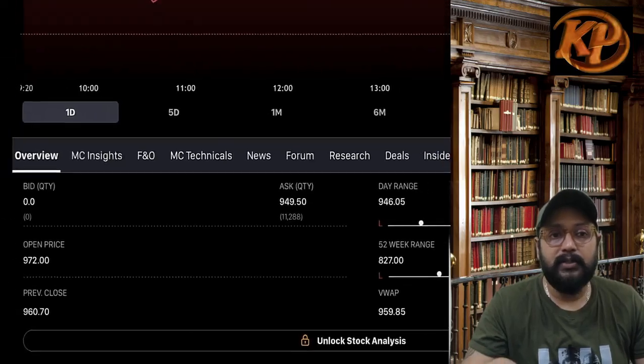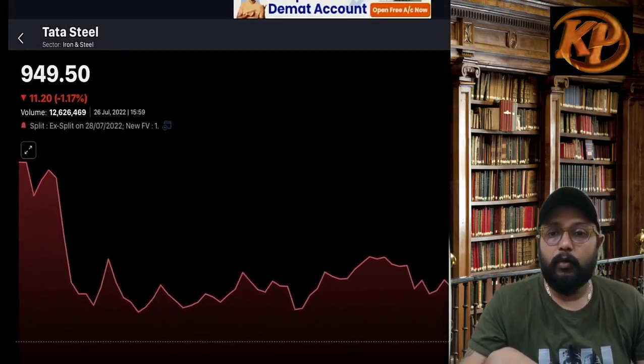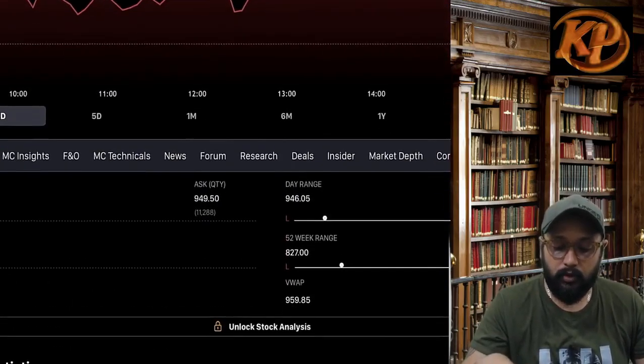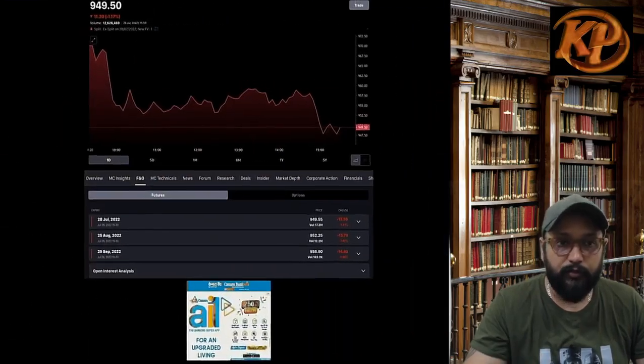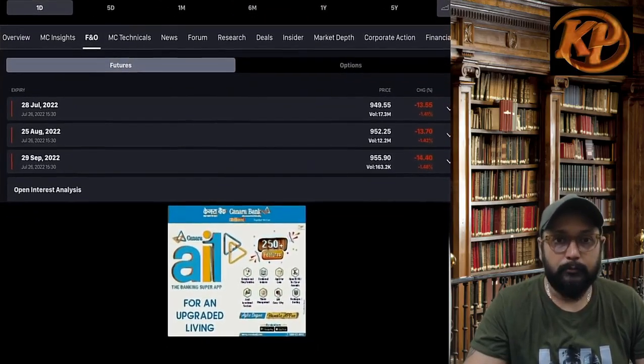So suppose in Tata Steel you feel that you don't want to work in the cash market, you want to work in F&O. Then you go to this segment, F&O. When you go into F&O, you will find this kind of data.